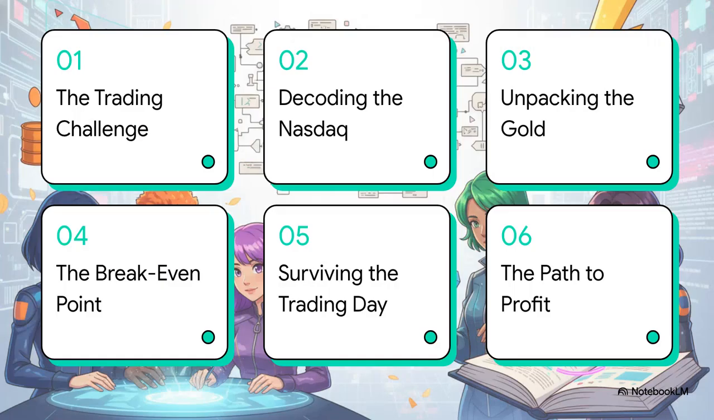So here's our roadmap for today. We're going to start with the basic rules of the account, the foundation. Then we'll dig into the specific strategies for two different markets, the NASDAQ and gold. After that, we get to the really cool part, the math behind it all. We'll stress test the plan, and then we'll see how it all comes together to actually make money.